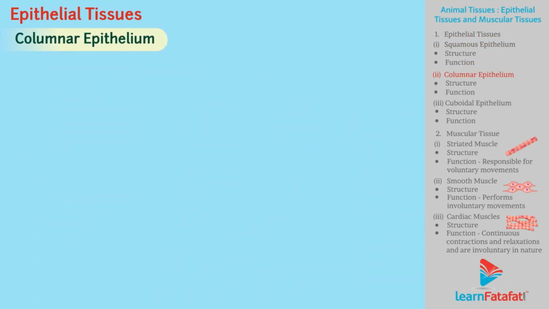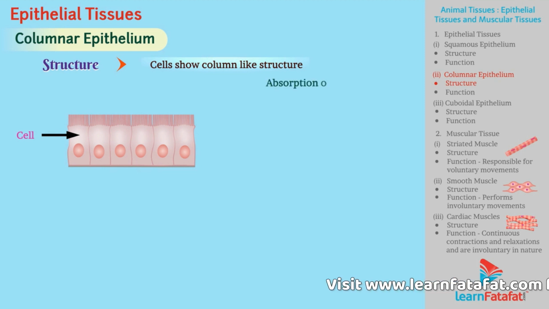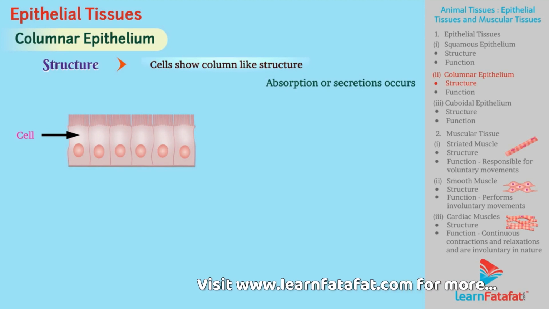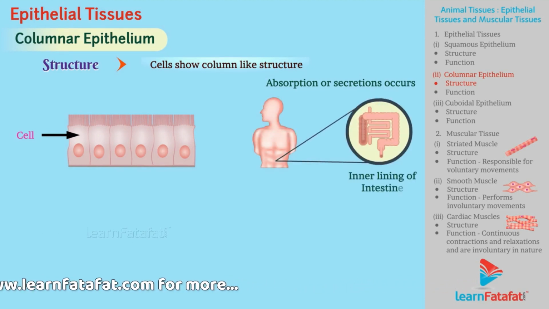Columnar epithelium. Cells in this epithelial tissue show column-like structures, hence are known as columnar epithelium. They are present in the area where absorption or secretion occurs. For example, inner lining of intestine.